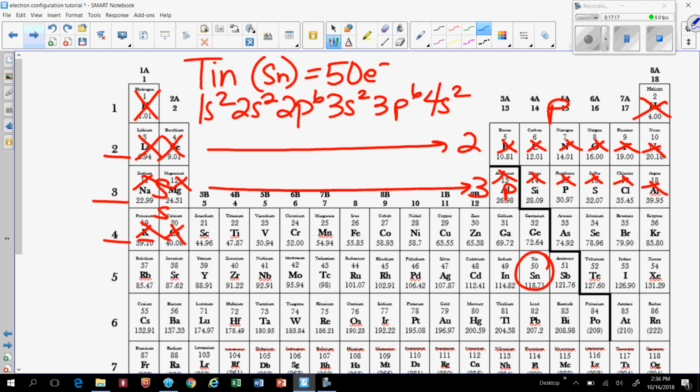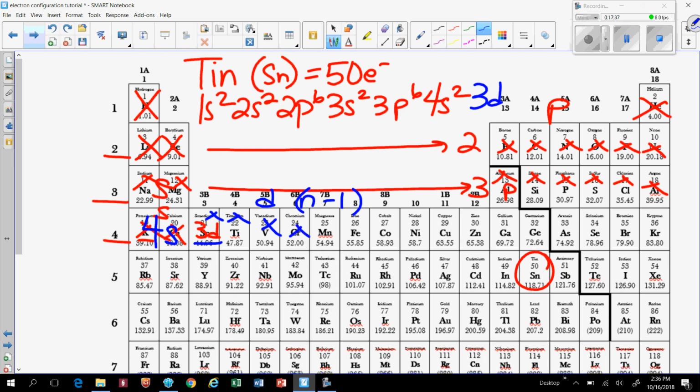Now notice, as soon as we hit scandium, we've entered the D sublevel where the energy level drops by 1. So if here we were in 4s, then when we hit scandium, now we're going to be in 3d. So we've gone from 4s to 3d.